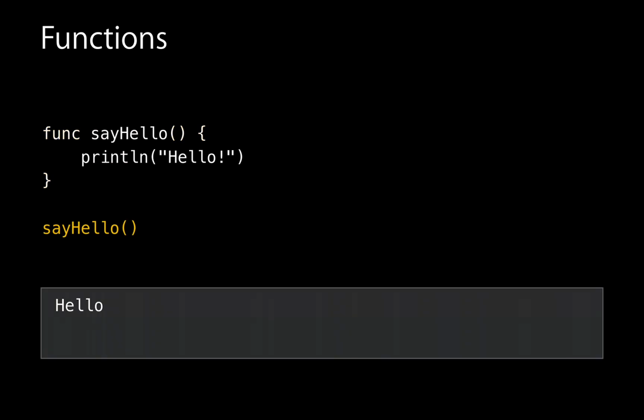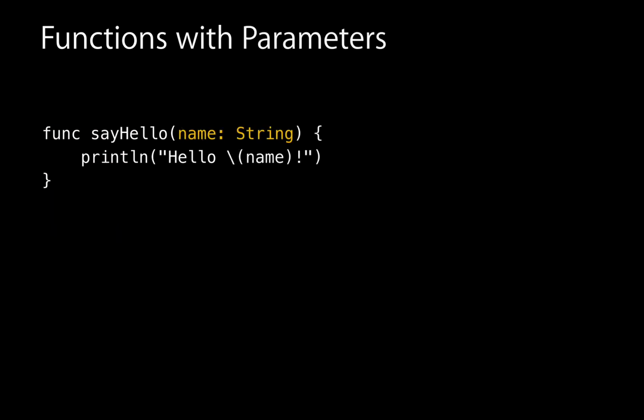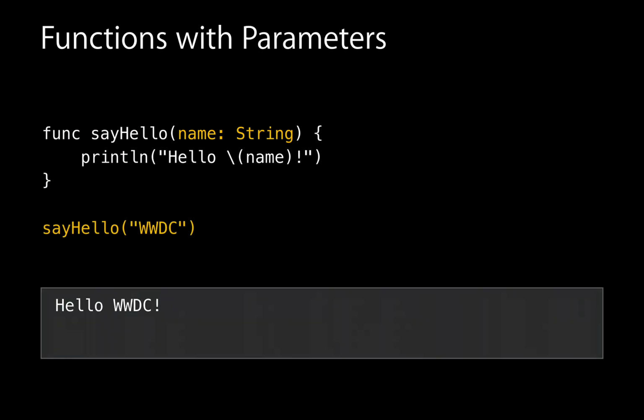Of course, I can add a parameter. Maybe I want to say hello to someone specific. So I can add in a name parameter. Notice the consistency here. Name, colon, String. The name is of type String. Matches with the variable declaration syntax and constants as well. So this means I can now say hello, WWDC. And using string interpolation, I get my name in the hello there.